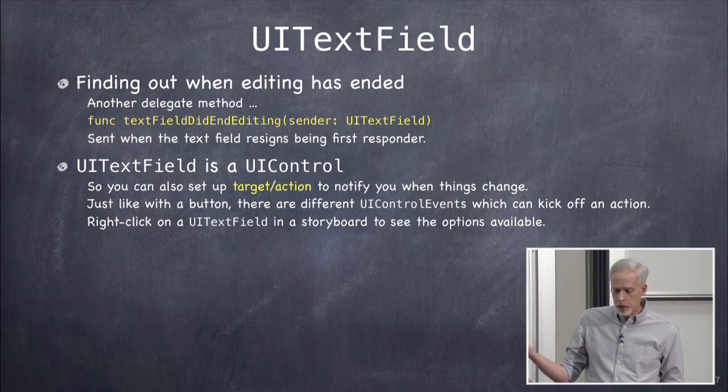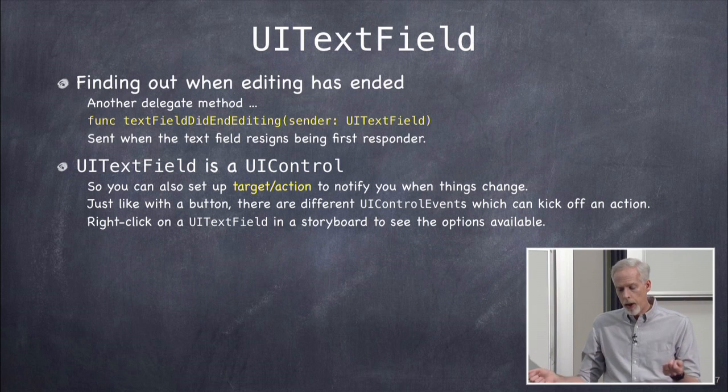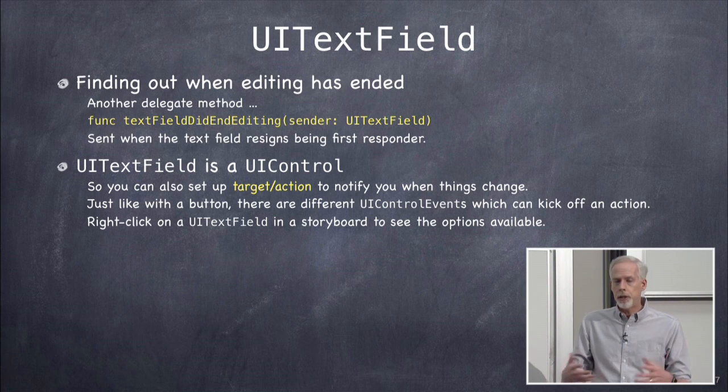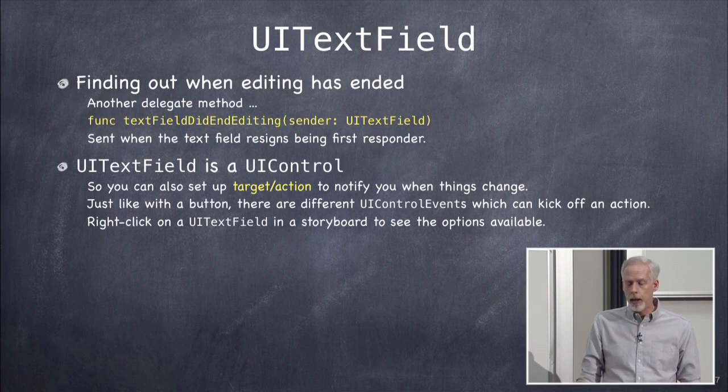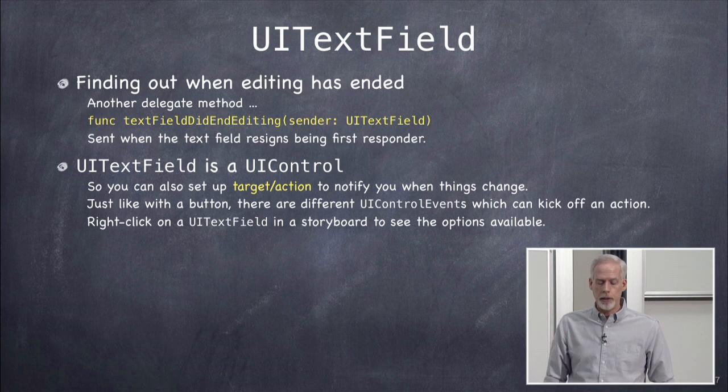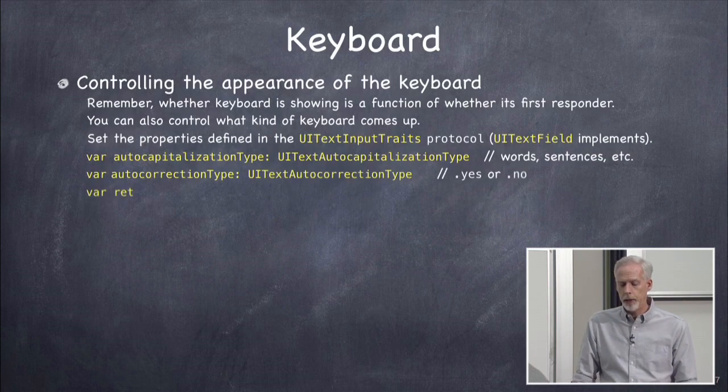So text field is a control. You can do target action, just control drag. It has certain events that can cause target action to happen, just like a button actually, and you can right click on a text field in the storyboard to see what it can do there.